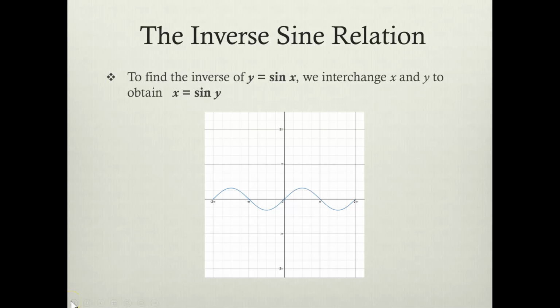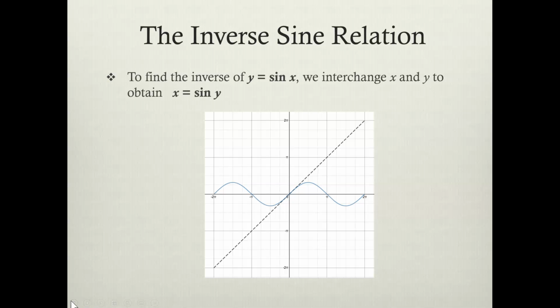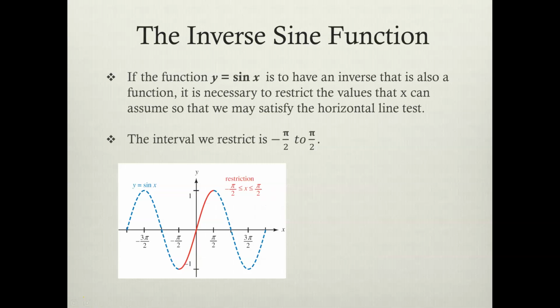Let's first review the inverse sine relation. To find the inverse of y equals sine x, we interchange the x and y to obtain x equals sine y. To graph x equals sine y, we simply reflect the graph of y equals sine x about the line y equals x. As you can see from this graph, x equals sine y is a relation but not a function because it does not pass the vertical line test. For every value x in the domain, there are many values of y.